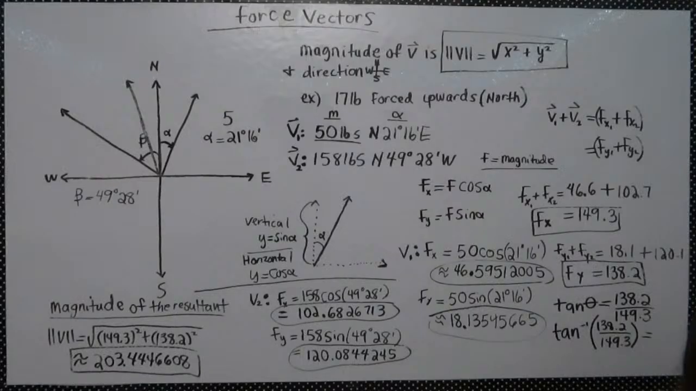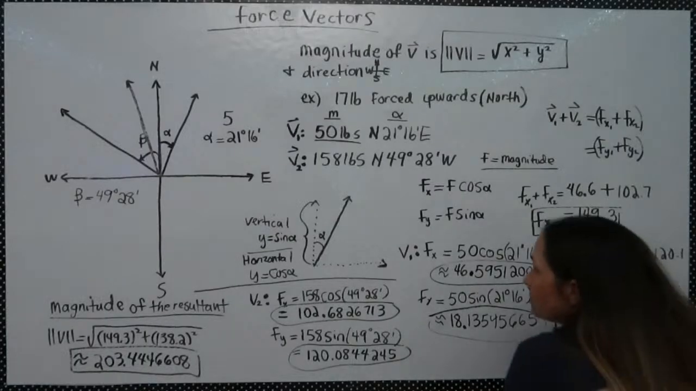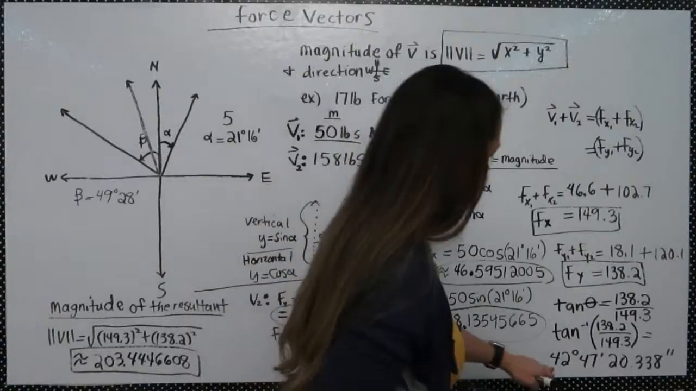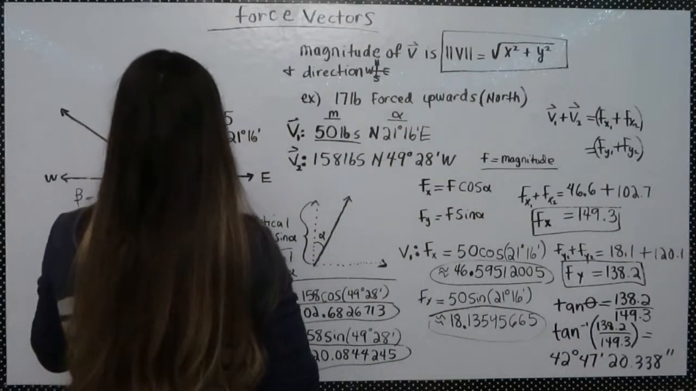It's degrees, minutes, seconds is what it stands for, DMS. So you've got 42 degrees, 47 minutes, and 20.338 seconds. And that is what it is if you wanted to draw that resultant, you could draw the resultant. And what it's saying is that is the degree measure of that resultant vector.